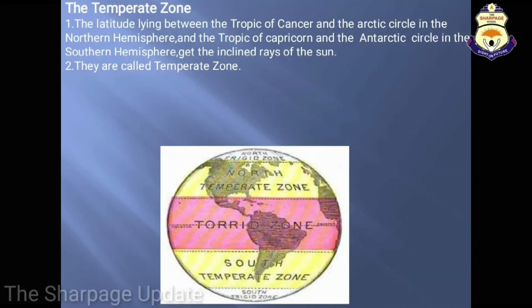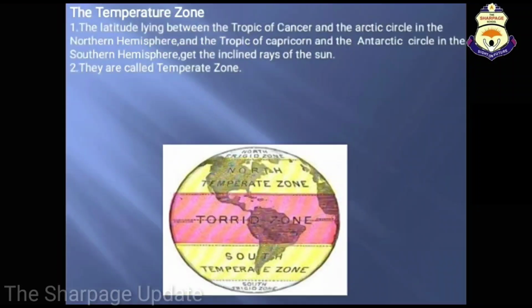Now, next is Temperate Zone. So, the latitudes or parallel lines lying between the Tropic of Cancer and the Arctic Circle in the northern hemisphere and the Tropic of Capricorn and the Antarctic Circle in the southern hemisphere get the inclined rays of the sun. They are called the temperate zone. So, this is the north temperate zone and this is the south temperate zone. And the middle is the heavy summer region, that is the torrid zone.